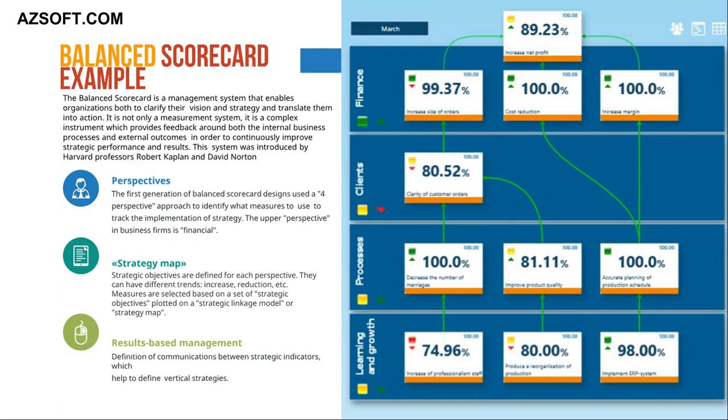Perspectives. The first generation of Balanced Scorecard designs used a four-perspective approach to identify what measures to use to track the implementation of strategy. The upper perspective, in business firms, is financial. Strategy map. Strategic objectives are defined for each perspective. They can have different trends: increase, reduction, etc. Measures are selected based on a set of strategic objectives, plotted on a strategic linkage model, or strategy map. Results-based management: definition of communications between strategic indicators, which helps to define vertical strategies.